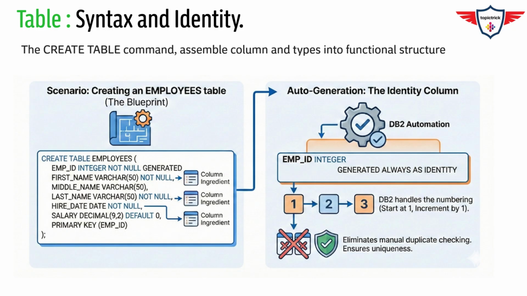The first column is usually an identifier. Let's call it EMP_ID. We'll make this an integer. Now here's a pro tip. You often want the database to generate this number for you automatically so you don't have to worry about duplicates.